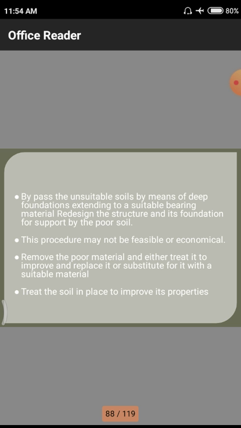Next thing we have is that this procedure may not be feasible or economical. That means this redesign is not suitable in some cases. In those conditions, what we have to do is go for soil property changes. We have to rethink and remove the poor material and either treat it to improve it, or replace it with a suitable material.